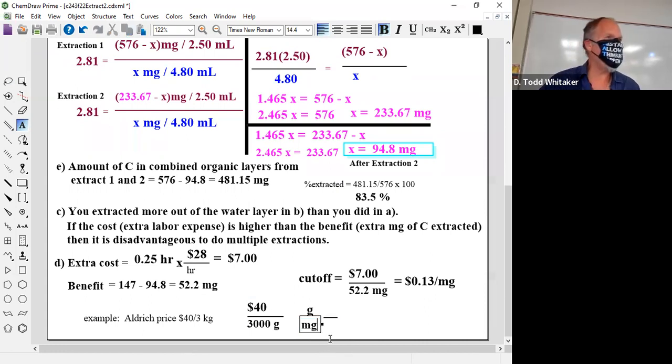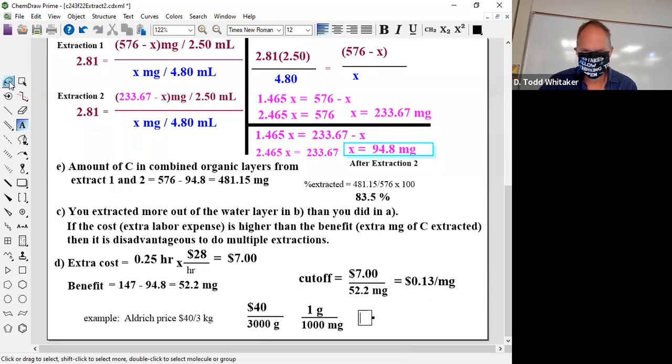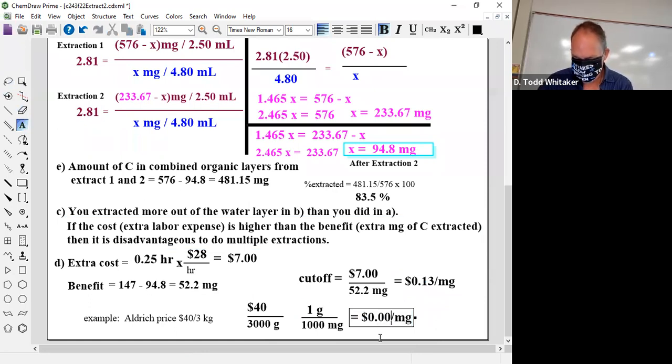Which one's the bigger one? A gram or a milligram? Gram gets the 1 because it's bigger. How many millis in a gram? So 40 divided by 3,000. Did I do this right? Grams are gone? Wow. The price of this thing is a lot less than 13 cents per milligram. It's got a lot of zeros, doesn't it? So it's 1.3 times 10 to the negative 5.